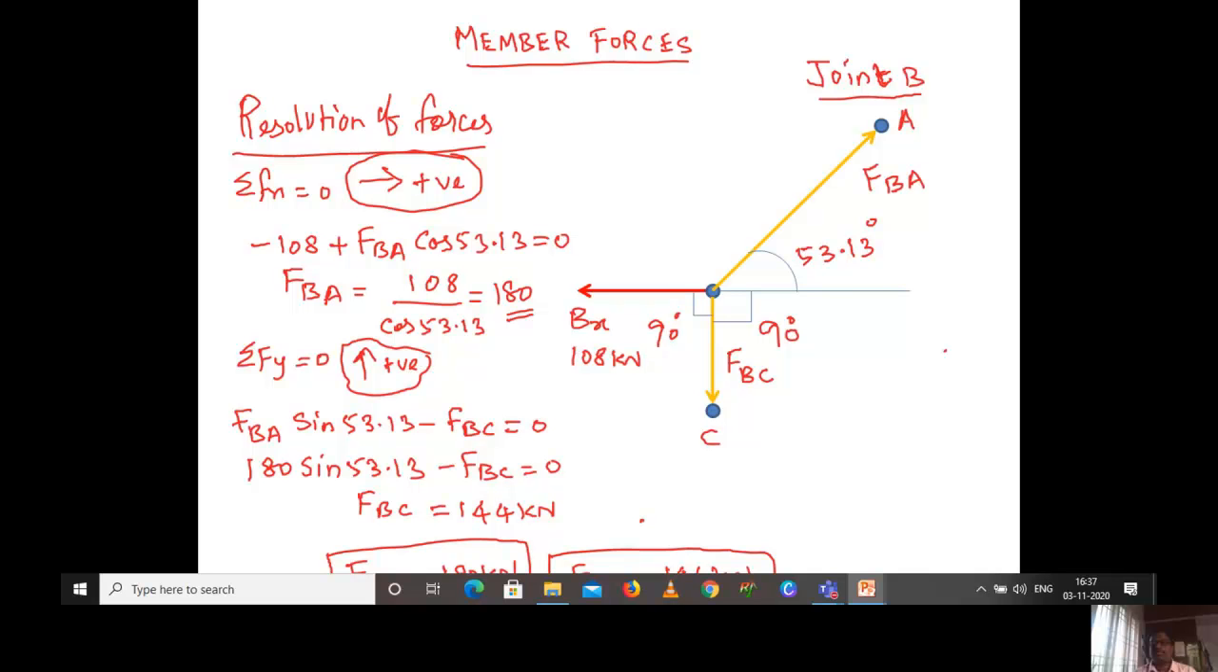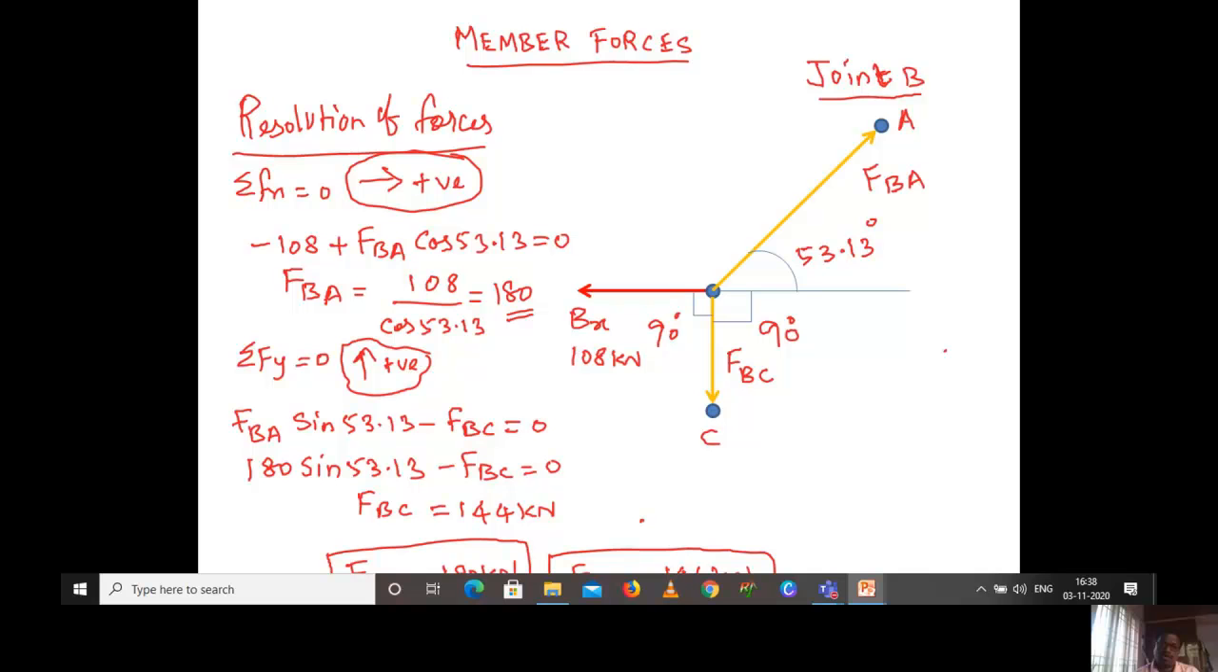FBC won't come because we don't have any horizontal component at that point towards C. We are having only a vertical component, so I am omitting the FBC. After that, you can substitute summation of vertical force equal to 0, taking upward as positive. So FBA sin 53.13 is positive minus FBC, because the force acting on member BC is acting downward, I have assumed it. Based on the answers, whether our assumptions are correct or wrong, we will find out. So FBA sin 53.13 minus FBC is equal to 0.